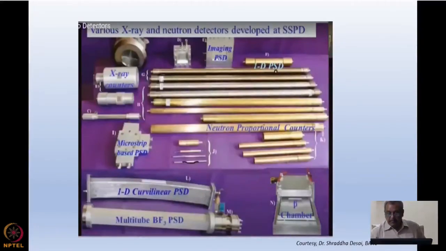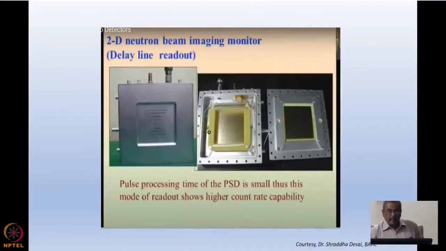So this is a photograph. I'm thankful to Dr. Shraddha Desai for giving me this photograph. These are the various neutron detectors that we have developed at the Solid State Physics Division of BARC. And these are the 1 meter long position sensitive detectors. There are monitor counters, and we also make X-ray counters. So 1D PSDs are there, and also curvilinear PSDs have been made. So this is a photograph of various kinds of detectors that we make. Similarly, there are monitor counters.